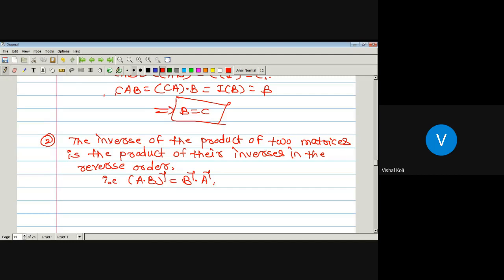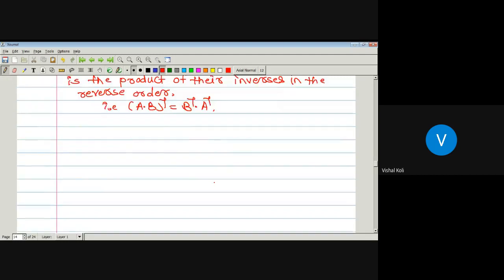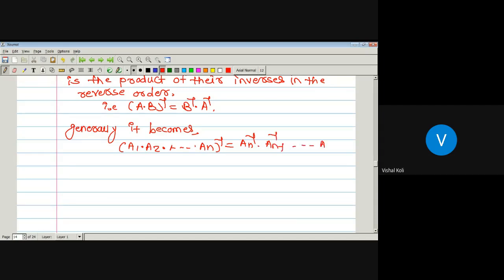If we take any number of matrices, that is n number of matrices, then generally it becomes the inverse of A1 into A2 and so on up to AN is equal to AN inverse into A(N minus 1) inverse, and so on up to A2 inverse into A1 inverse. This will be the product of inverses of the n matrices. Okay.